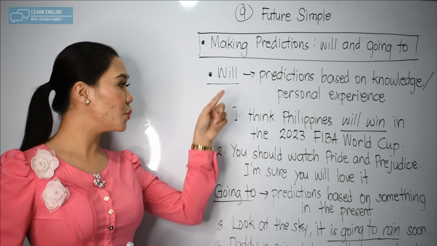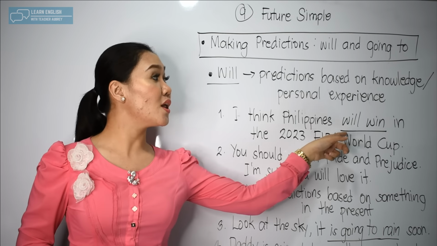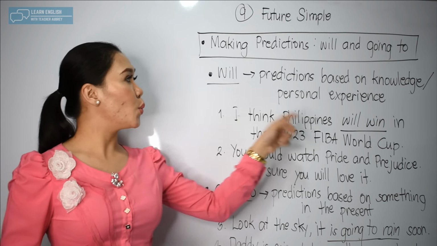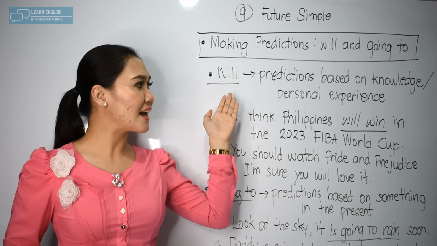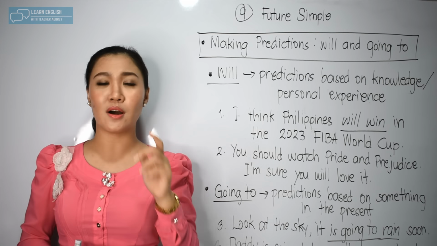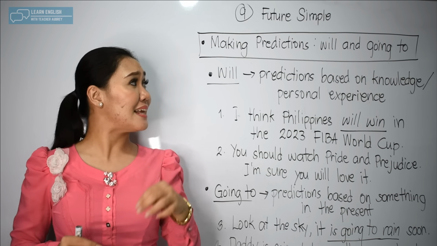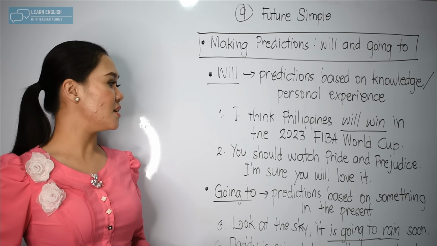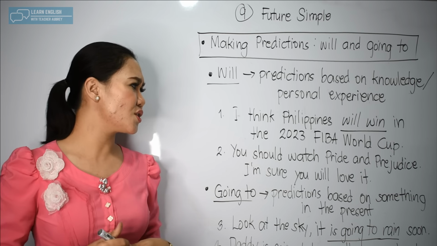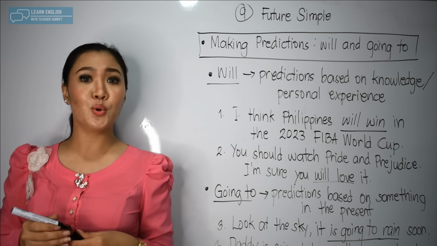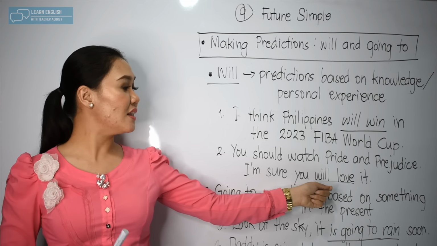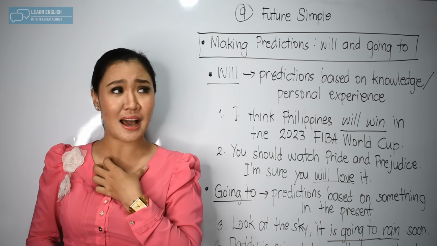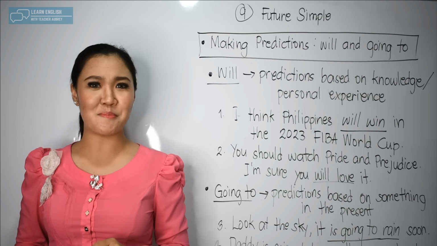Let us look at these examples. For the will, we have, I think Philippines will win in the 2023 FIBA World Cup. Ang ginamit natin dito ay will win or yung will form ng future simple. Bakit? Dahil sa pangungusap na ito, itong prediction mo na mananalo ang Philippines sa 2023 FIBA World Cup ay dahil alam mo na sila ay nagsasanay at sila ay talagang mahusay. Based on your knowledge, okay? Another example is, you should watch Pride and Prejudice. I'm sure you will love it. Will love. Ang ginamit natin dito ay will dahil itong number 2 example natin ay prediction mo batay sa sarili mong karanasan. Bakit? Dahil maaaring napanood mo na yung pelikulang yun at sigurado ka na magugustuhan niya kapag napanood niya rin.